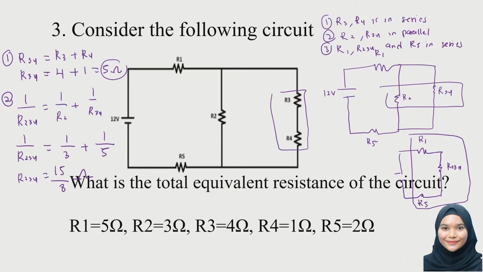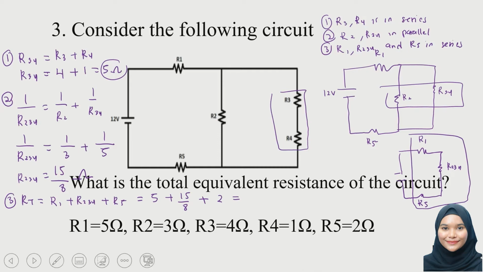And next one, R1, R234 and R5 in series. So we will look for the total resistance. The total resistance is R1 plus R234 plus R5. The resistance of resistor 1 is 5 ohm, the resistance of resistor 234 is 15 over 8 ohm, and the resistance of resistor 5 is 2 ohm. So when you press the calculator, you will get an answer of 7 over 8 ohm.